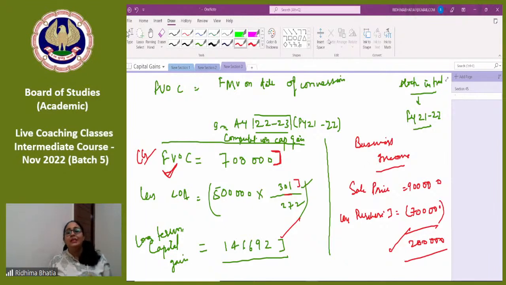So that's why they take the deemed full value of consideration as my fair market value instead of the sale price. When the transfer is happening, that is, when the conversion is happening, whatever the actual market price would have been, that would be my full value of consideration. Okay, so I hope, Himanshu, your question is answered.